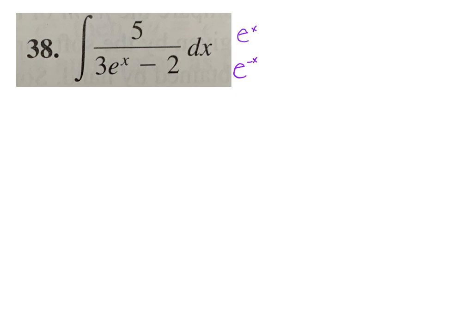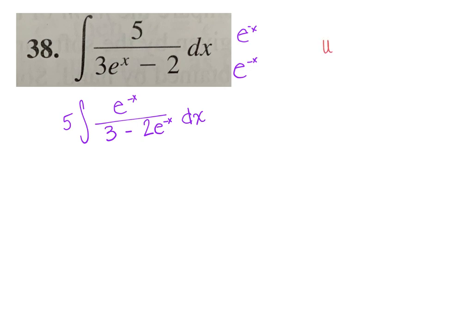So multiply top and bottom by e to the negative x. And on the top, you can actually pull that 5 out, because it's just a constant, so you can just put it here. And you have e to the negative x on top. On the bottom, when I multiply e to the negative x, 3e to the x times e to the negative x. Remember, you add your exponents. It's x plus negative x, which is 0. So you just have 3 minus, and then you multiply that 2 by e to the negative x. And so now you have actually a pretty easy u substitution.